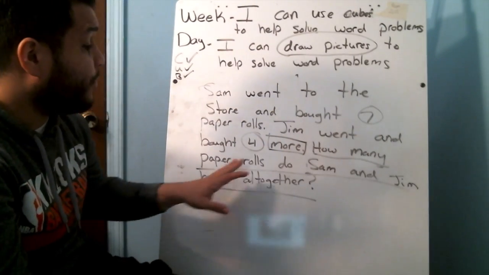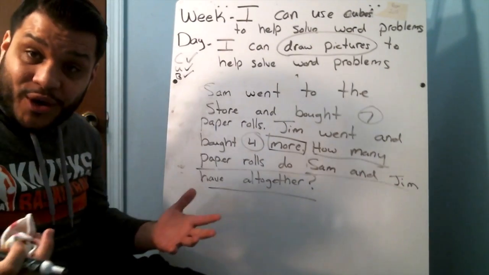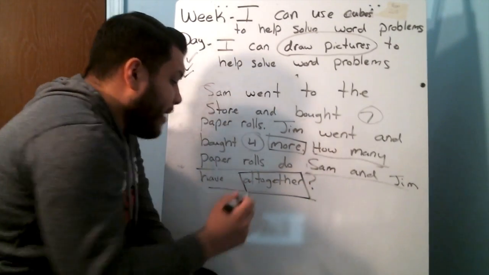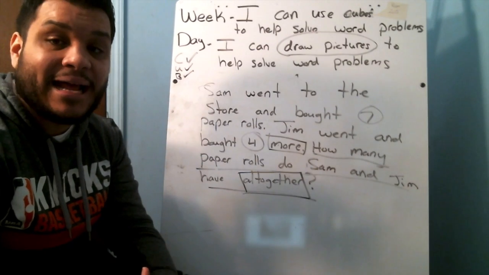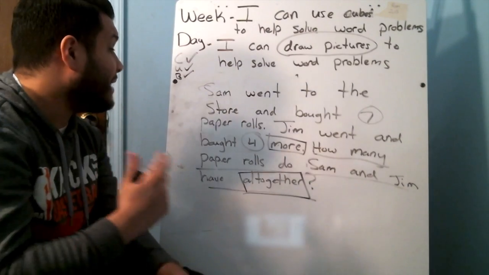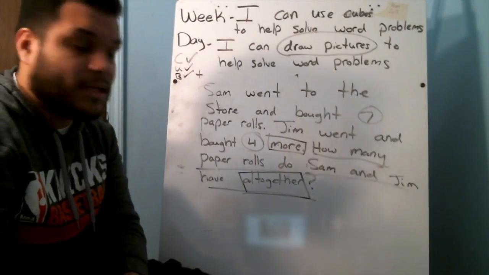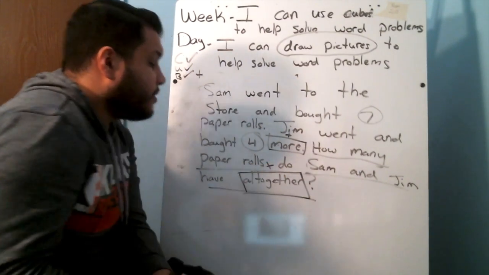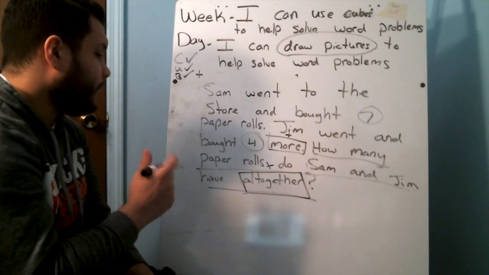How many paper rolls do Sam and Jim have all together? You heard another math word? Yes, all together is a math word. More and all together let me know that I am going to use addition or subtraction. Yes, addition. So I did my B, and boxing in math words lets me know that I'm going to be adding. So I like to put a little plus sign just to remind me that the operation or the strategy that we're using is adding.